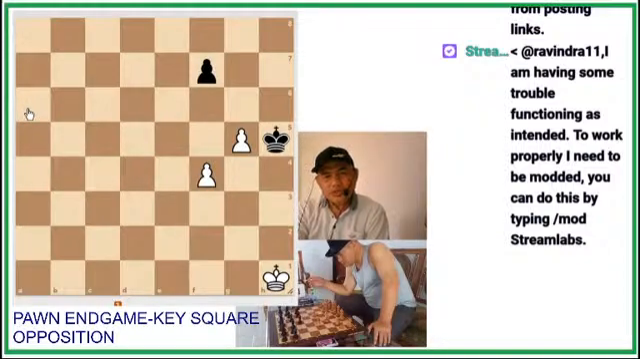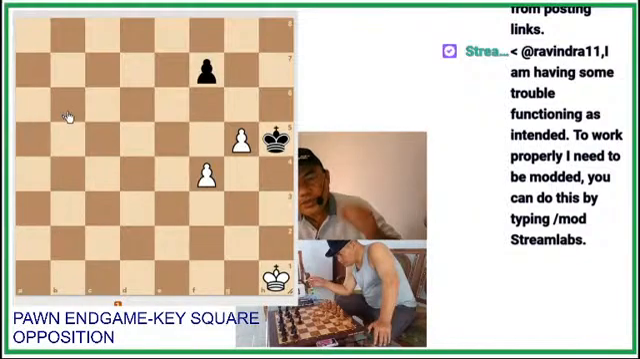In this position, there's also an example of how to make a distant opposition. This is white to move. Then in this position, white can maintain a draw here.